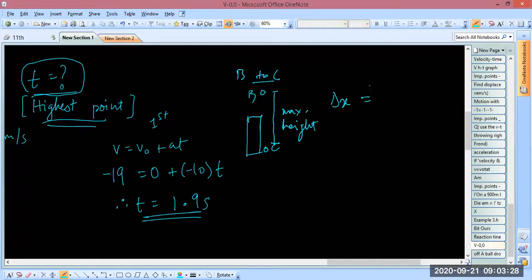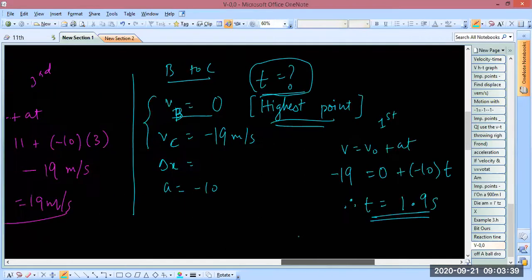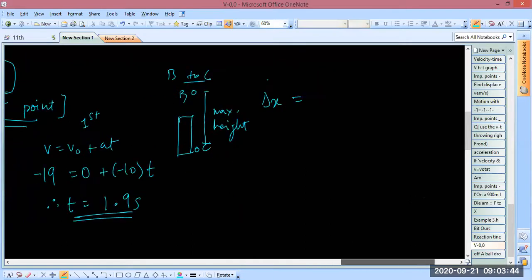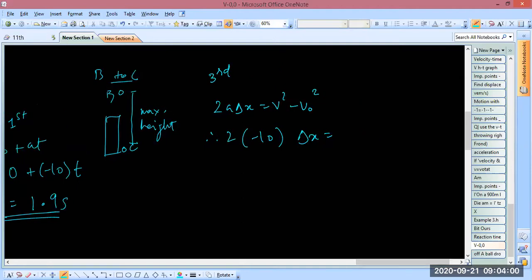I think all of you realize we know everything. You could use second, you could also use third, right? I will prefer third because I think it will be simpler. You can also do it by second. Nothing tough, don't worry about that. 2a delta x equal to v square minus v0 square. 2 into minus 10 into delta x, we don't know. V square, final velocity square, 19 square, 361, minus.